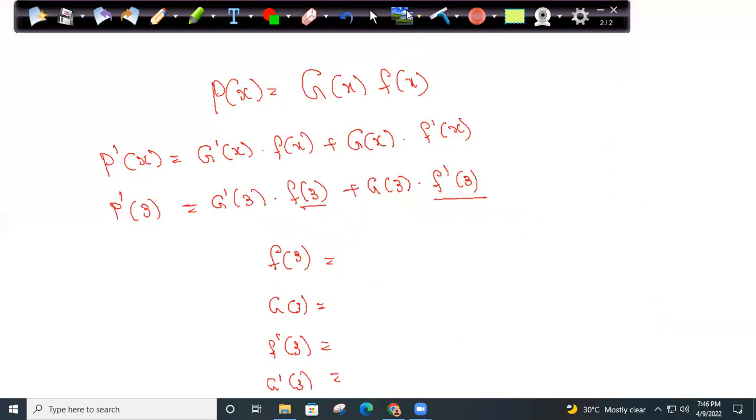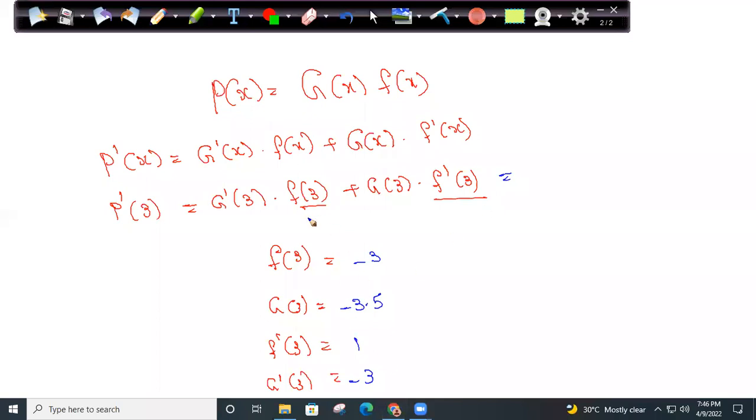Yeah, I got all the values. So f of 3 is minus 3. g of 3 is minus 3.5. f dash of 3 is 1. g dash of 3 is f of 3, which is minus 3. Since I solved it, they're fixed in my mind.